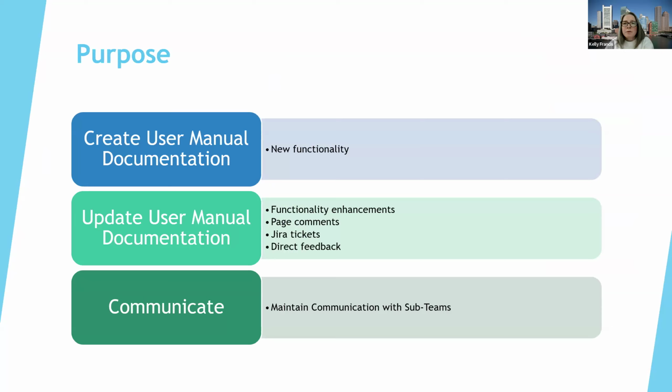So User Docs is responsible for the ArchivesSpace user manual and has 3 primary purposes. The first is to create documentation for the user manual, either for new releases or in response to user needs. User Docs is also responsible for updating and maintaining the user manual. Updates are made in response to new releases, comments on pages in the manual, from JIRA tickets, or from direct feedback. And when not creating or revising documentation, User Docs conducts a systematic review of sections within the manual.